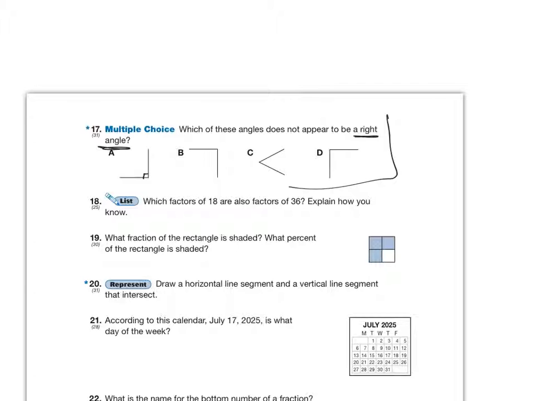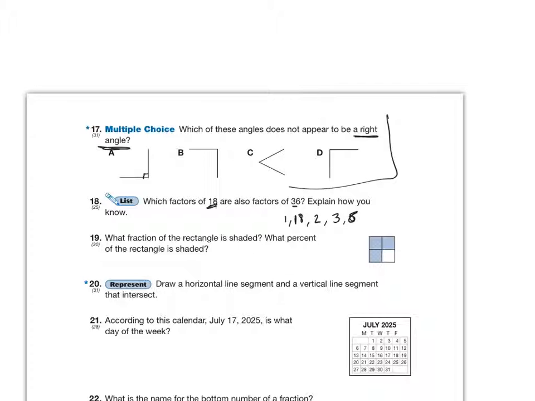Okay, which factors of 18 are also factors of 36? Since 18 times 2 is 36, you just need to figure out the factors of 18. So 1 and 18 are factors of 18, and both are factors of 36. Is 2 a factor of 18? Yes, it is. Is 3 a factor of 18? Yes, it is. 3 times 6 is 18, correct?